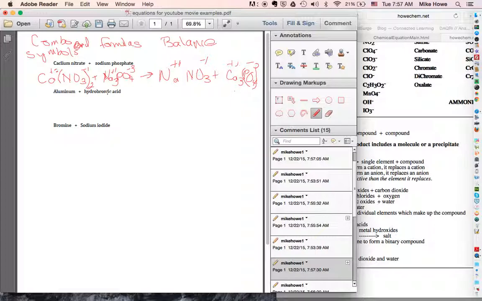A little trick on these is to look for the more complicated stuff first. Like right here, you see I've got 3 calciums and 2 phosphates.